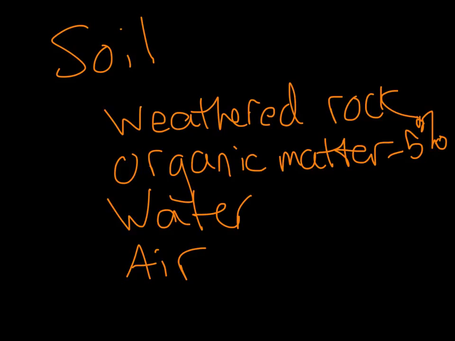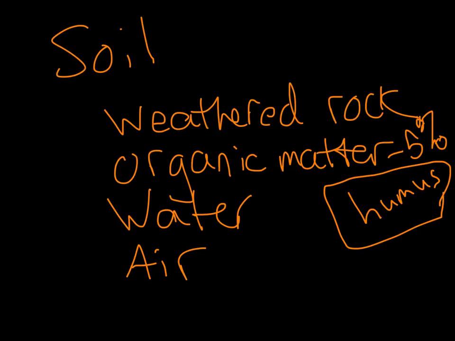One other thing about organic matter is to remember the word humus, and this is the decayed organic matter that is in soil. That's actually what the organic matter is called. And the composition of soil is about 20 to 30% water and air. All right, now soil actually has different layers, and what we call these is soil horizons.